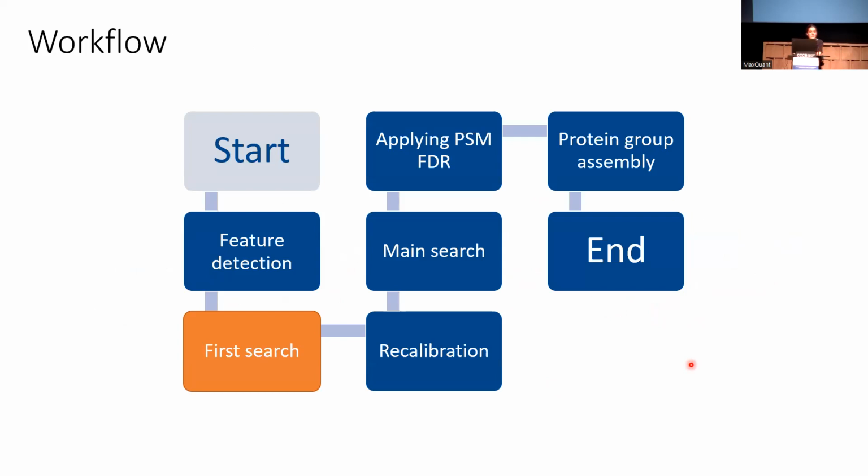Now let's go to the first search. As you can see here, we have another search as well, which is called the main search. Actually, there is another search that can happen as well. That is not in the workflow now, but if I have time, I will talk about it. But we have at least two searches when you start MaxQuant. Now we're going to talk about the first search, which has nothing to do with what you see in your results at the end in the output tables. We're using this first search just to do recalibration.